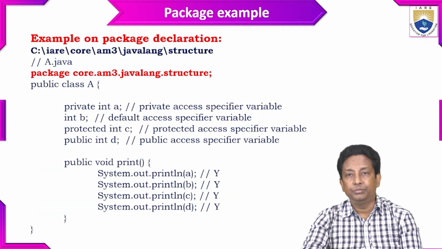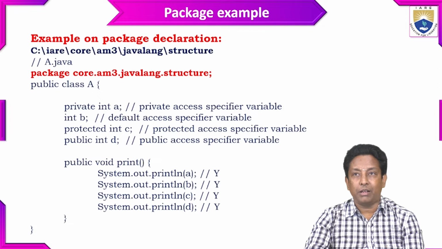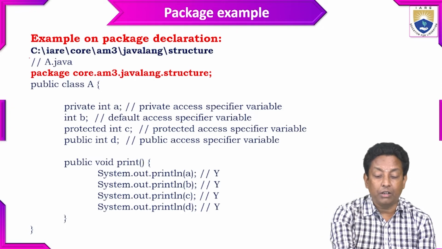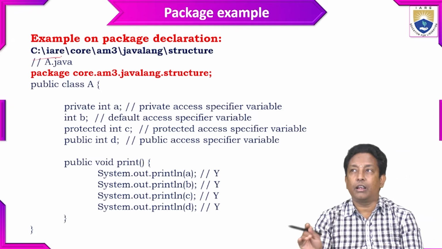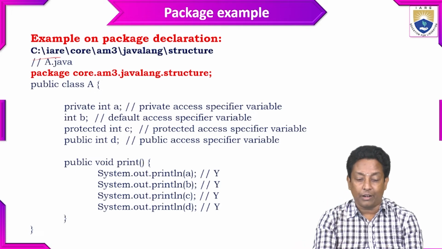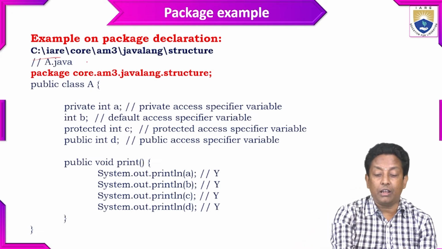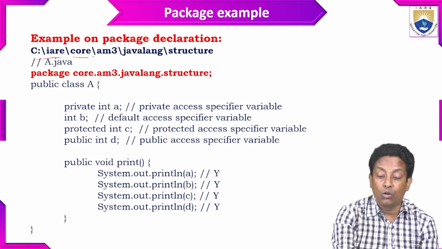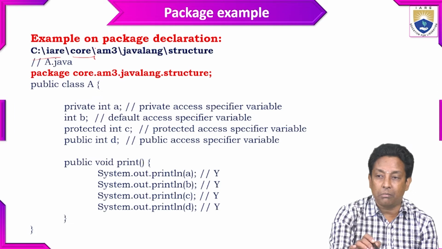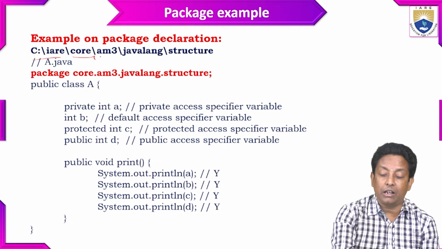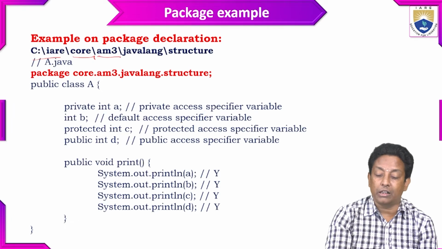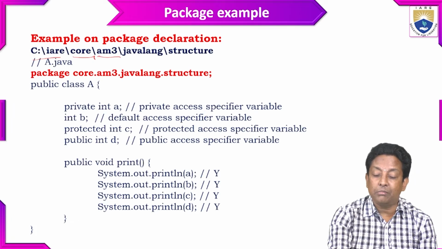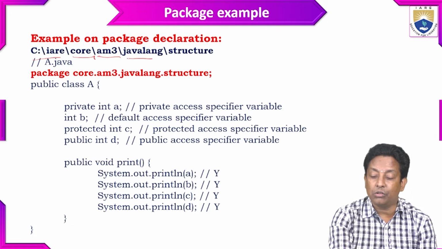Here is an example. Currently I am in the C drive, IARE. IARE is one parent directory. In C drive IARE, I've created a directory called core, and all the core batch examples are placed in the core directory. For each and every batch, I'll declare one directory called AM3, AM4, AM5, like that. And inside AM3, for every topic, I'll create one folder called Java Lang, Java Util, Java Net, Java IO like that.